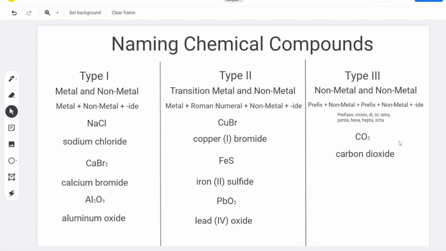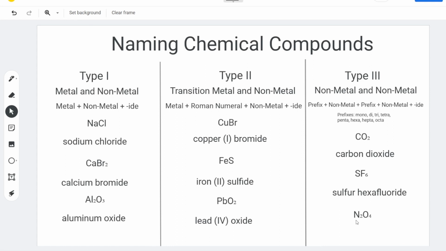Note that we do not have to use the prefix mono for the first non-metal in a diatomic compound. So we do not need to say monocarbon dioxide. However, for the second nonmetal in the compound, we would need to use mono. So CO would be carbon monoxide. For a compound SF6, we have 1 sulfur and 6 fluorine. Since sulfur is the first nonmetal in this diatomic compound, we do not need to use mono. For fluorine, we'll need to use the prefix hexa, since we have 6 fluorines in this compound. And so we have sulfur hexafluoride.